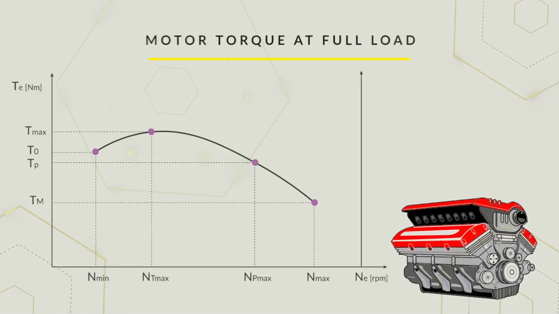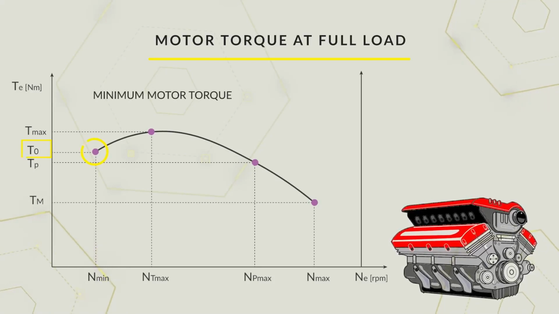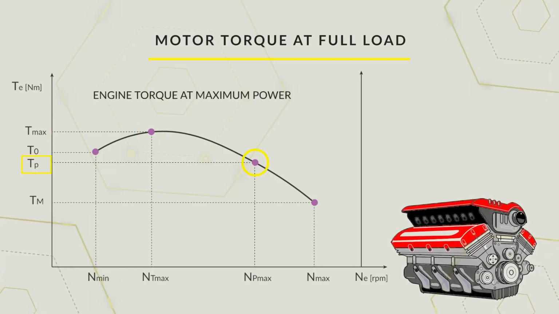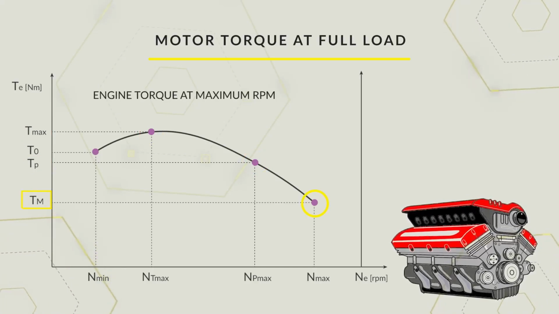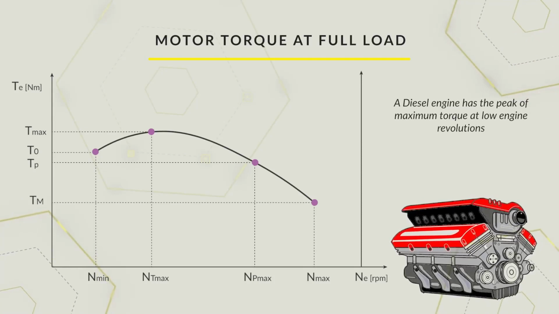The engine torque curve for the fully depressed accelerator pedal is marked by 4 points: minimum motor torque, maximum motor torque, also called peak torque or nominal maximum, engine torque at maximum power, and engine torque at maximum RPMs. A diesel engine has the peak of maximum torque at low engine revolutions, and the number of revolutions that can be reached is much lower compared to a petrol engine.